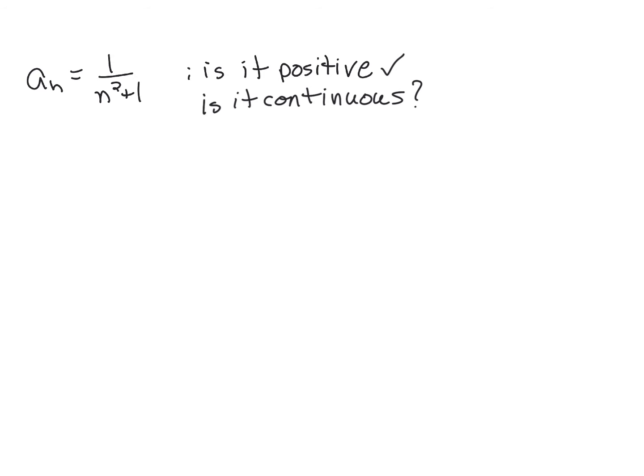Is it continuous? Well, there's no asymptotes because n squared is always positive, and you're adding 1 to it. So there are no asymptotes, and it is continuous. So check. Is it decreasing though? Let's look at a way to do this.